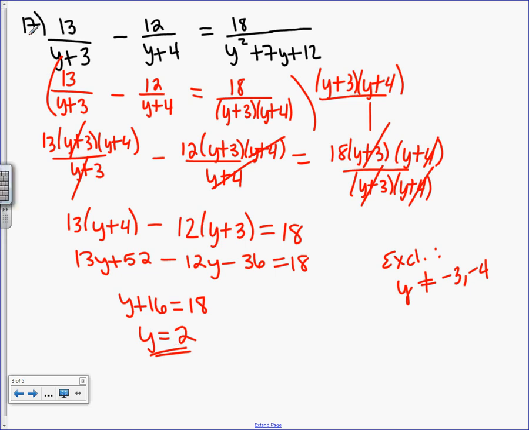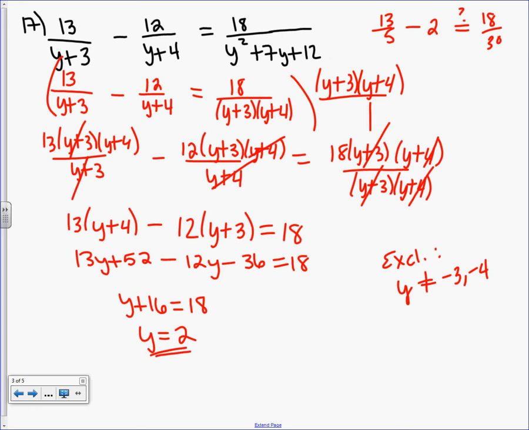So if I put 2 back in, I always go back to the original, okay? So that's 13 over what? 5, right? And it's going to be minus 12 over what? 6, which is 2. And I'm seeing if it's equal to 18 over, what was it, 2? So 4 plus 14 plus 12 is what? 26. 30? Right? Okay. Everybody getting that?